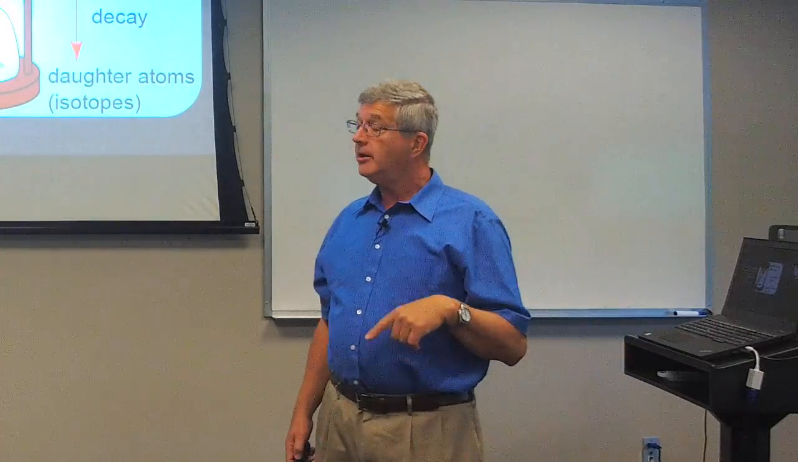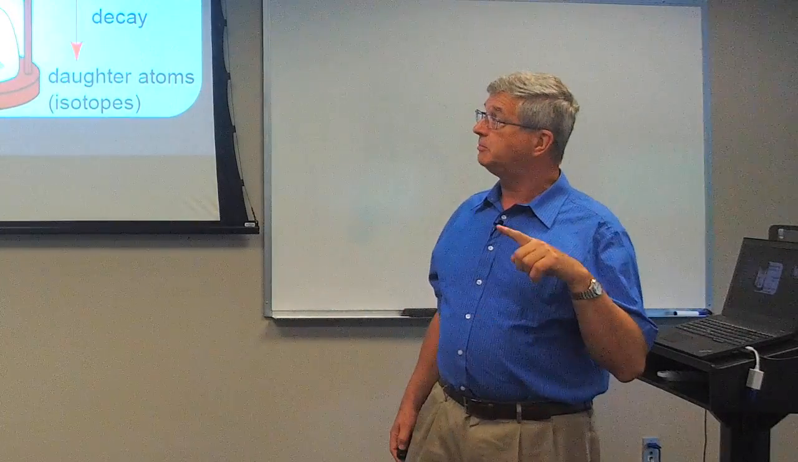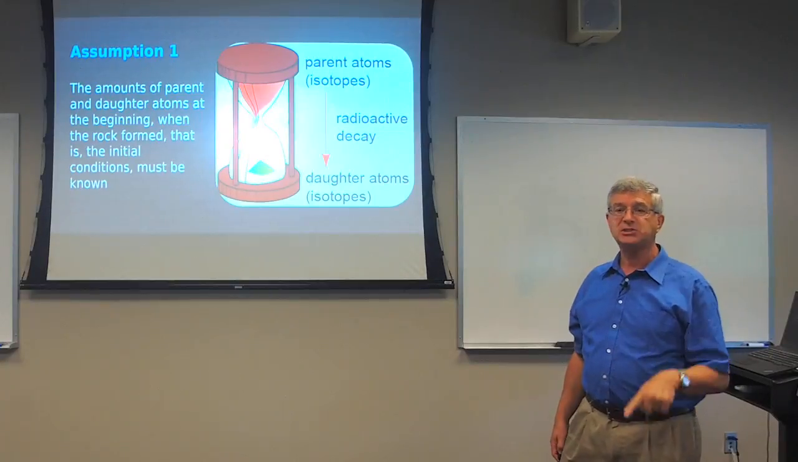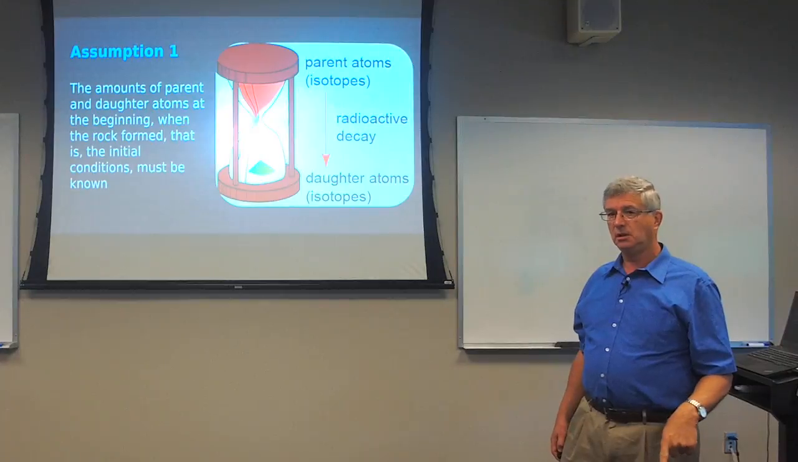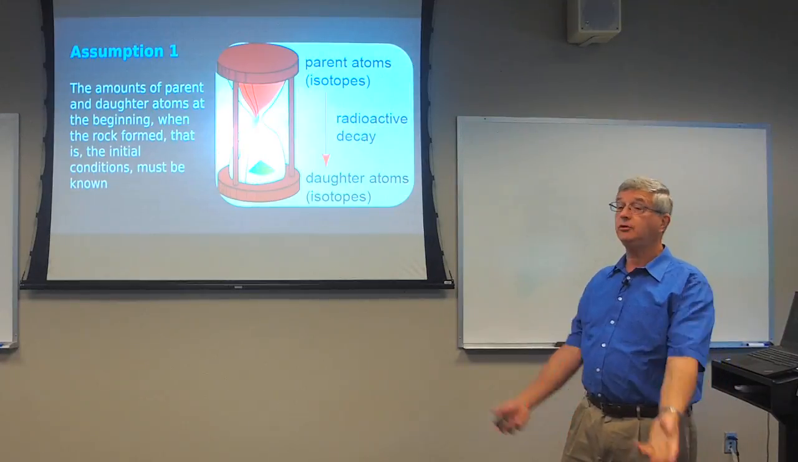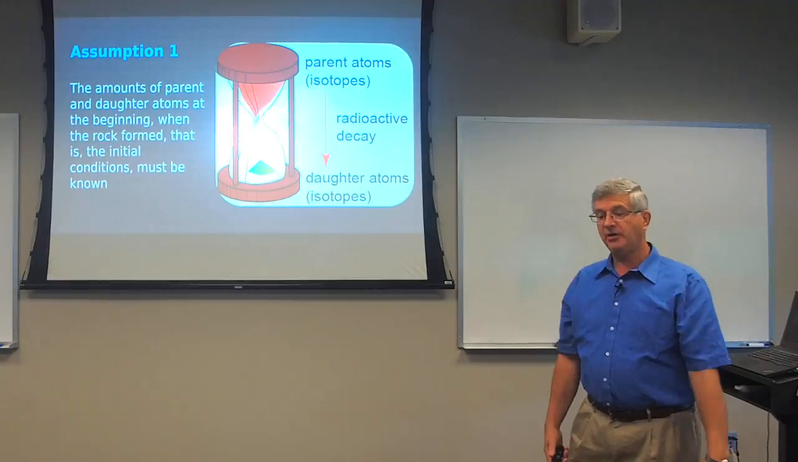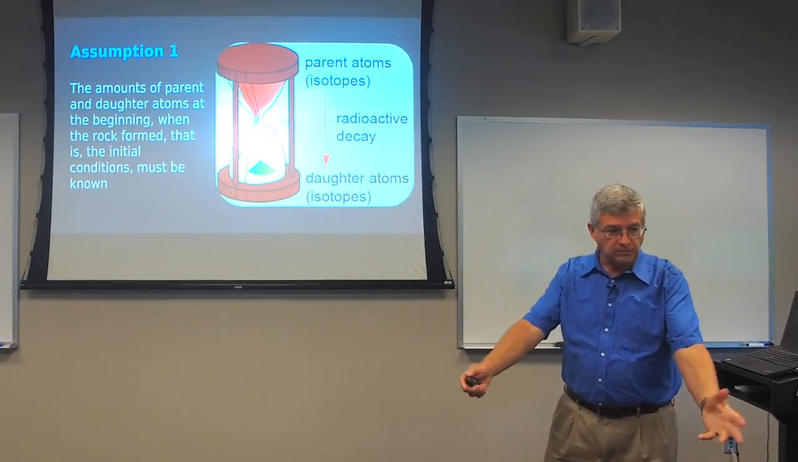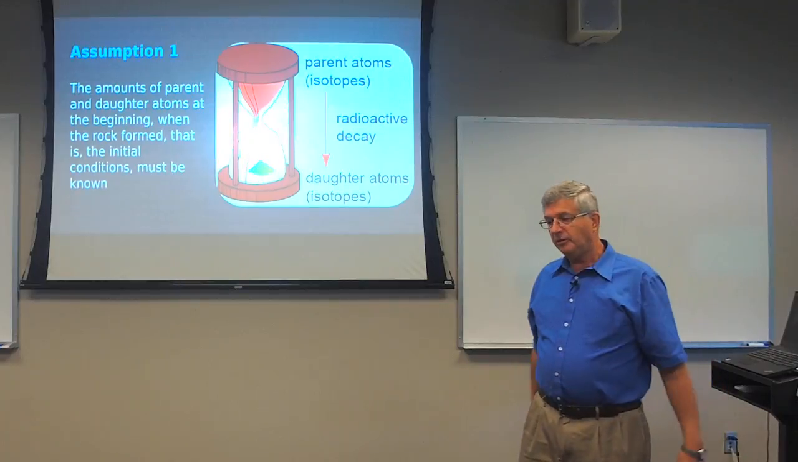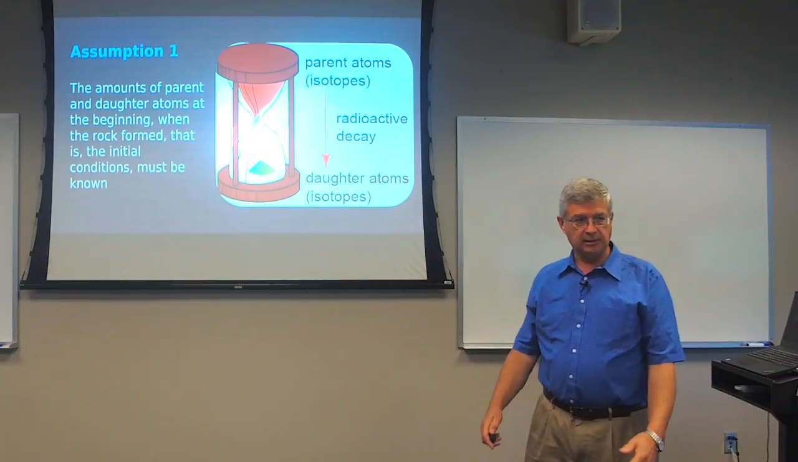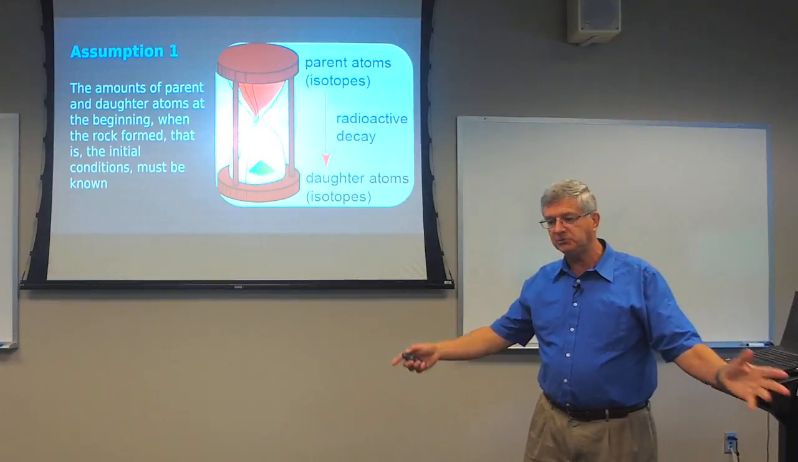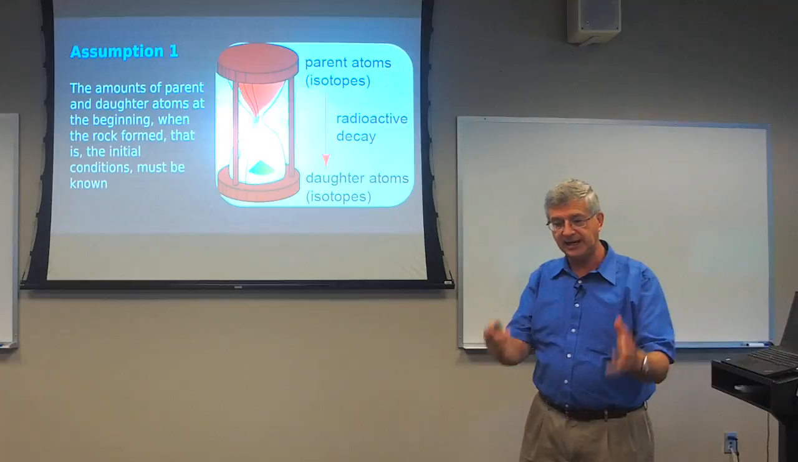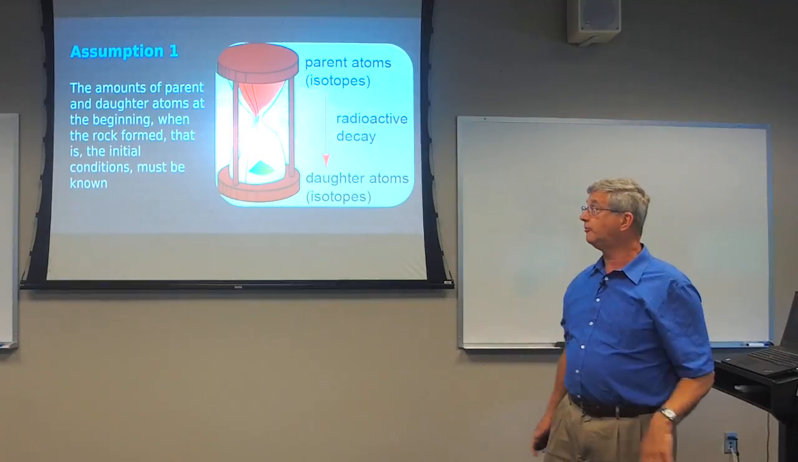Assumption number one: the amount of parent and daughter atoms at the beginning when the rock formed, that is, the initial conditions, must be known. You must know the initial conditions, or you have to assume them. And so, for example, it is assumed that when a volcanic rock forms, such as a basalt, then it will have no argon atoms in it, and that the argon atoms that we measure today have all been derived from radioactive decay of potassium in the rock since the rock formed.